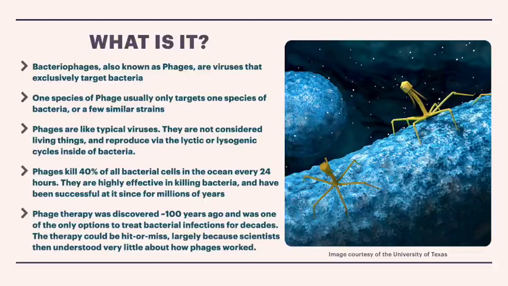Unlike what their name suggests, bacteriophages are not bacteria. They're actually viruses. Unlike other viruses, though, bacteriophages only target bacteria. Although the number of different bacteriophages is estimated to be around 10 to the 31st, each different phage targets one species of bacteria or a few smaller strains. This means that different bacteriophages can be used to treat different bacterial infections, meaning that bacteriophages can treat a wide range of infections.